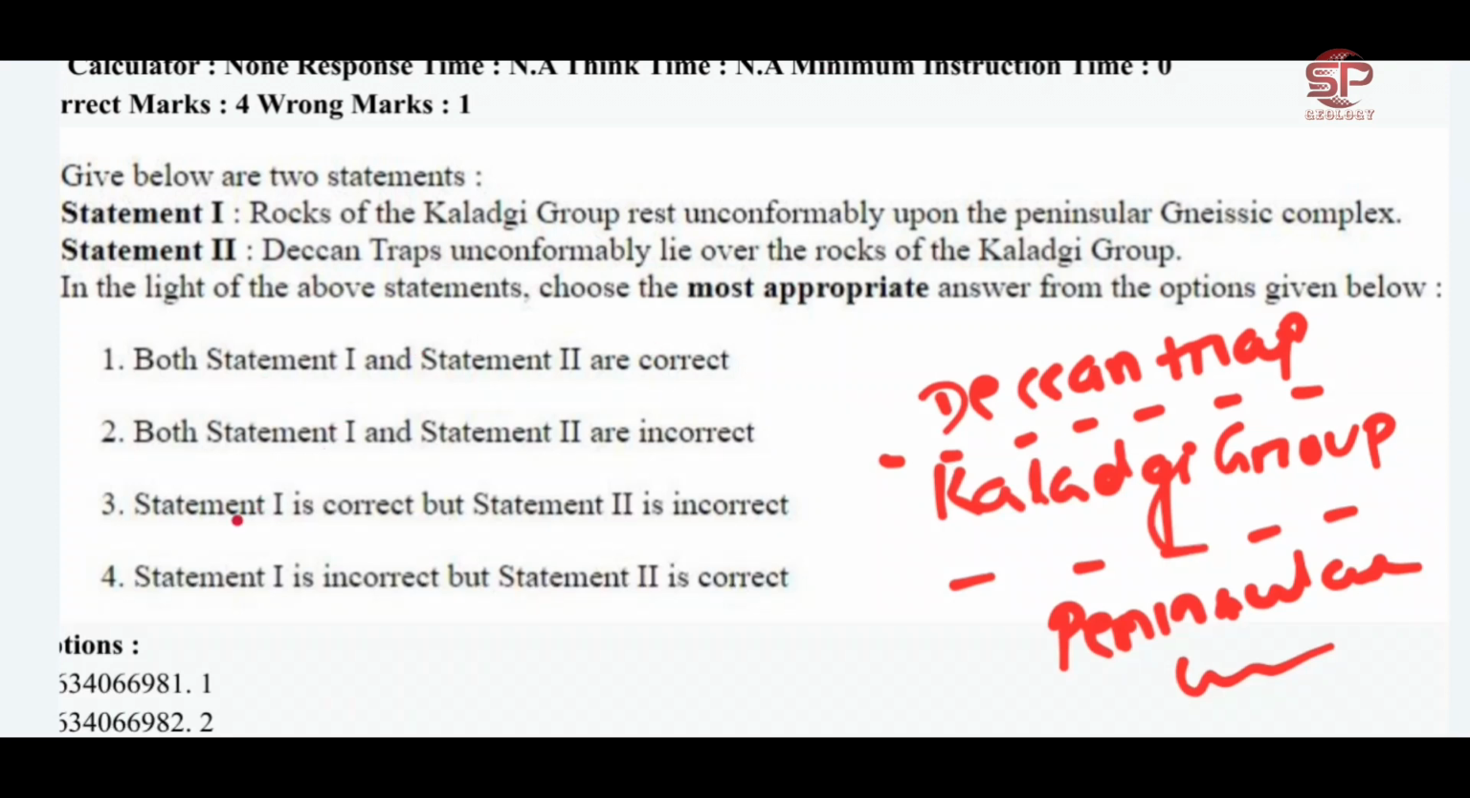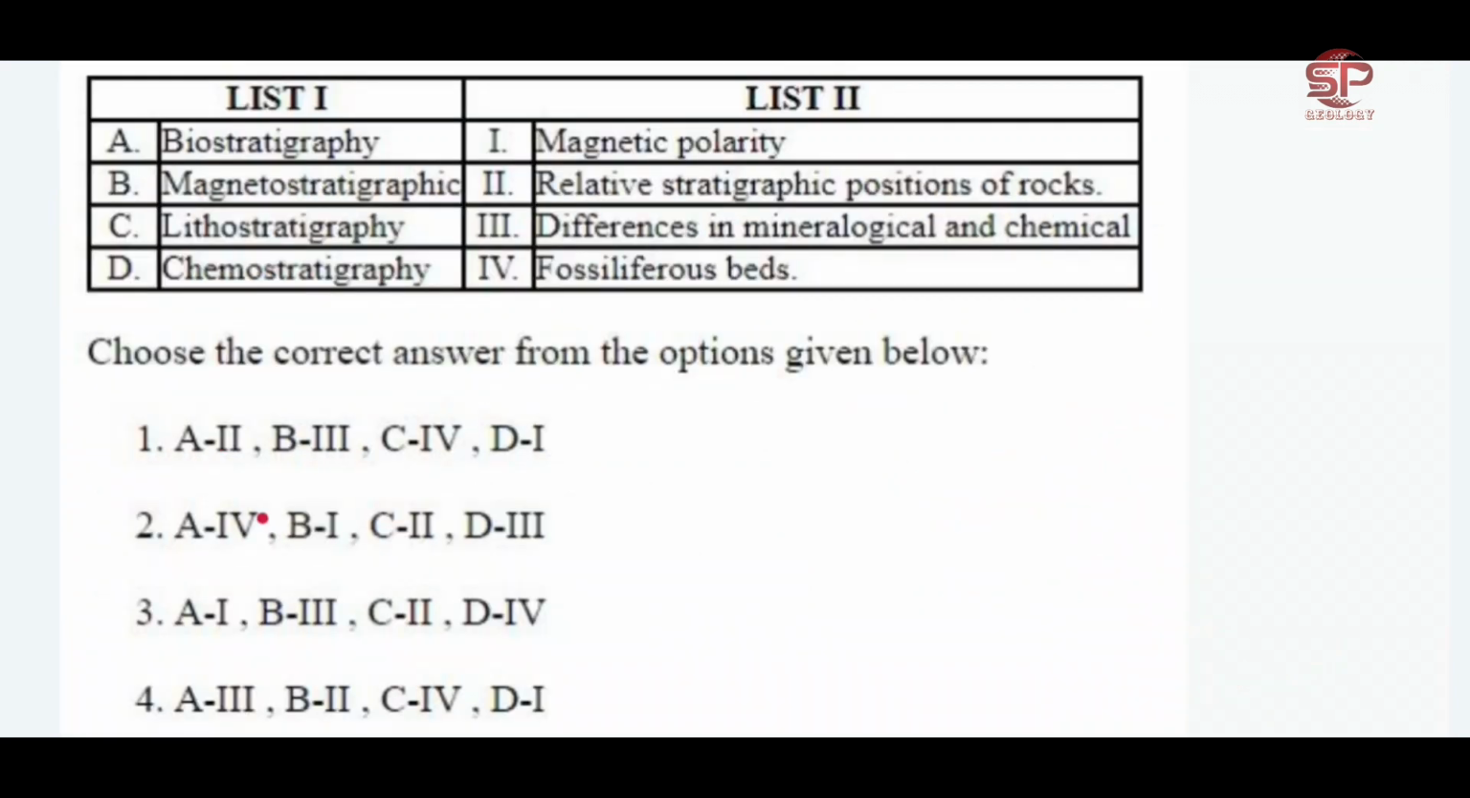So both the statements will be correct. Both statement 1 and statement 2 are correct.